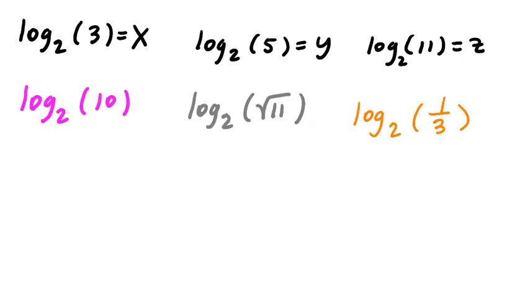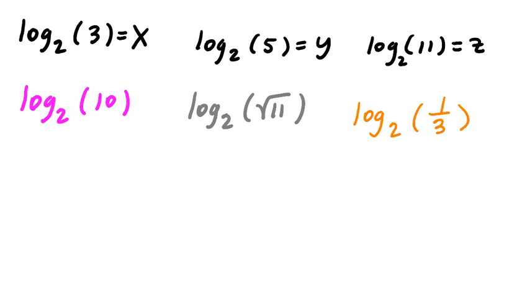I've got 3 more for you. Log base 2 of 10, log base 2 of the square root of 11, log base 2 of 1/3. Now log base 2 of 10, this one's a little tricky, because it's like, how do I make 10 out of 3, 5, and 11? But you really can't. What you're going to have to do is use that 2 as well, and then actually analyze one of these logs.